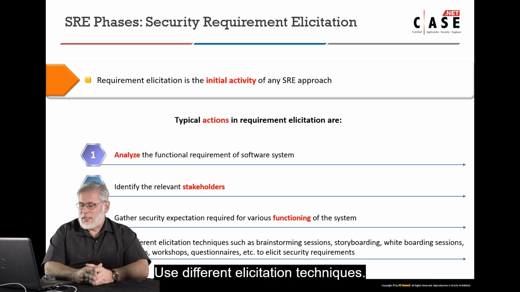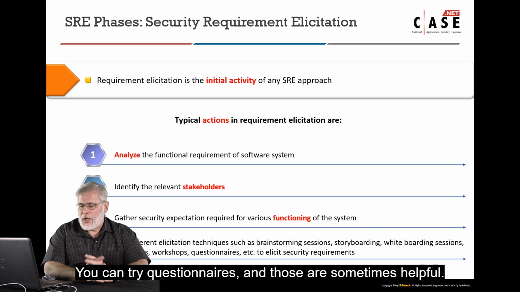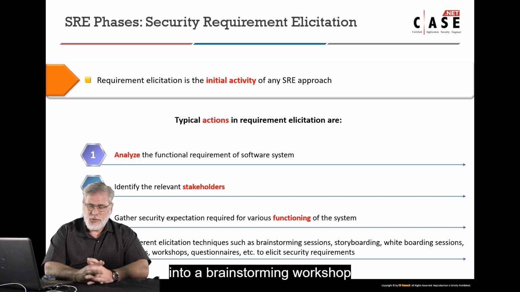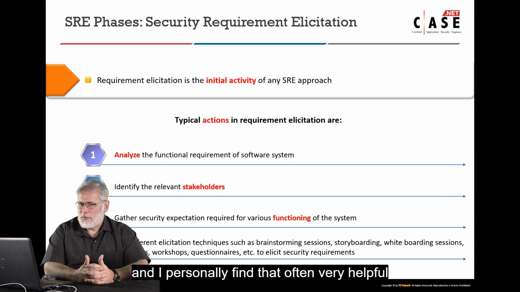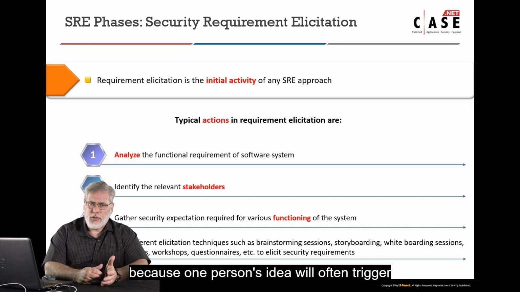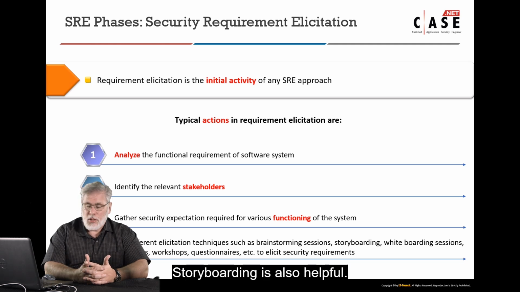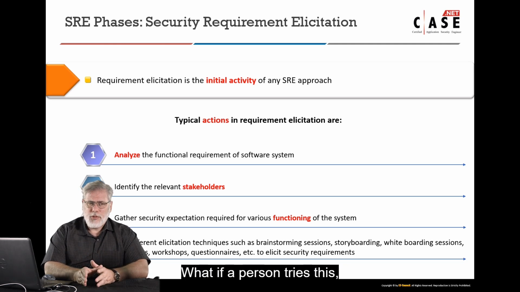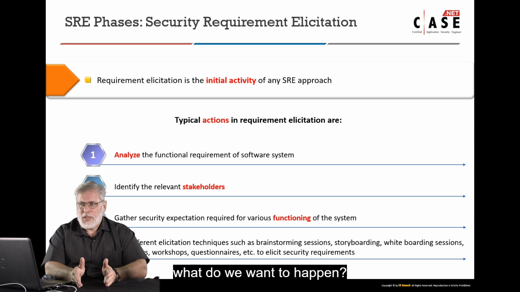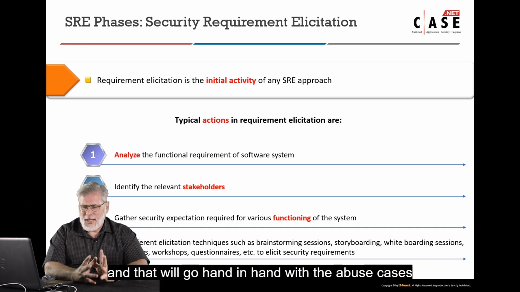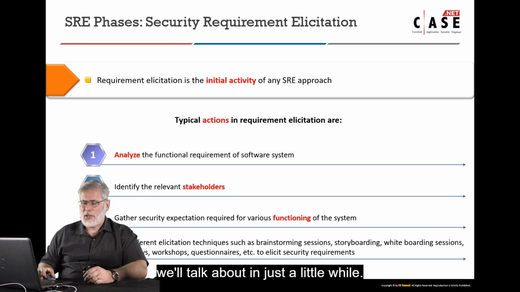Use different elicitation techniques. You can try questionnaires, and those are sometimes helpful. You can get people together into a brainstorming workshop where people throw out ideas. Now, I personally find that often very helpful because one person's idea will often trigger other people to have additional ideas. Storyboarding is also helpful. What if a person tries this? What do we want to happen? Those kinds of things. And that will go hand in hand with the abuse cases we'll talk about in just a little while.